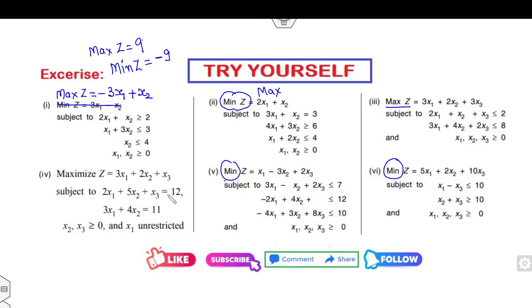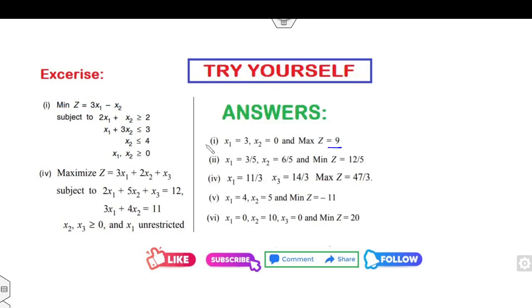And you can see this is the equality sign. Yes. And x1 is unrestricted. There is one constraint with a greater than sign. There is one constraint with greater than equality. You can use the big M method. In this example, none of the constraints has a greater than sign. So that means in this case, you have to solve by using the simplex method. Fine. And once you solve all these problems, you can verify your answers as I mentioned here.